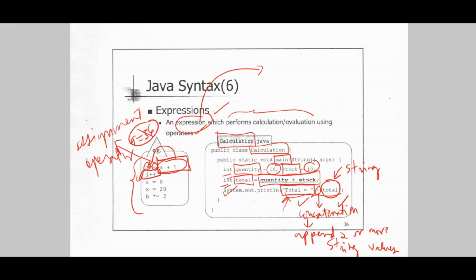And i plus plus is simply to increase the value of i. It is equivalent to i gets i plus 1. So if i is 3, i becomes 4. And then this one sets the value of x to 0. This one sets the value of x to 20.